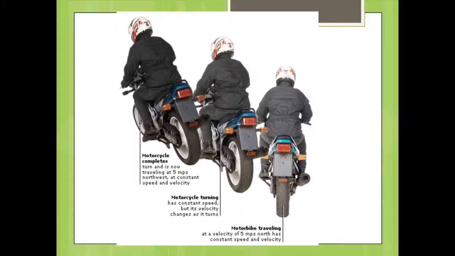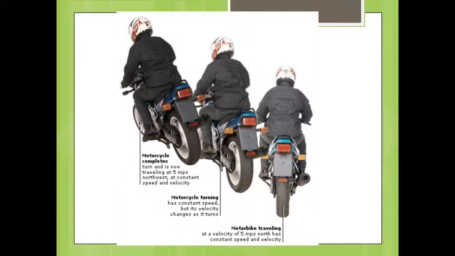In this picture here, we see a motorcycle that just turns and is going at a constant 5 meters per second northwest. Since it's going straight and the gentleman is at a constant speed, its speed and its velocity will continue to be constant. The reason again for that is because the direction and the speed is not changing.